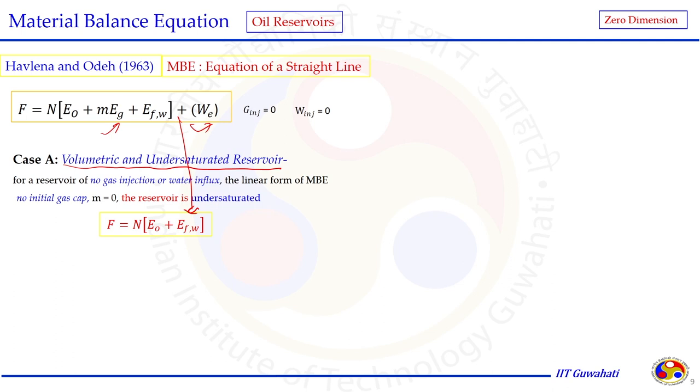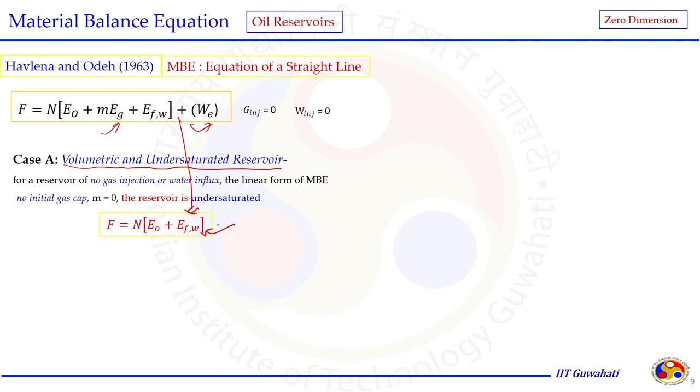So why are we doing all these things? We can reduce this equation of a straight line to a simplified form and can see the plot of one parameter versus the other parameter, whether it results in a straight line or not. If it results in a straight line, it means the assumptions that we made to simplify this equation are valid and we can consider the type of the reservoir to be following the assumptions that we made, and we can classify the reservoir accordingly.